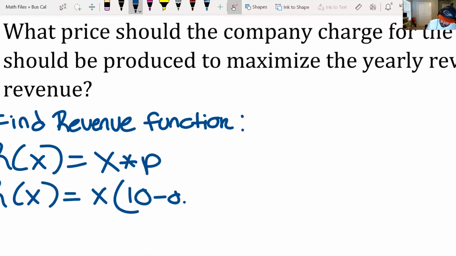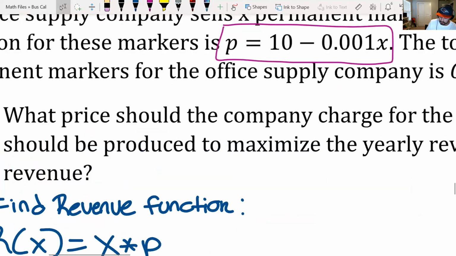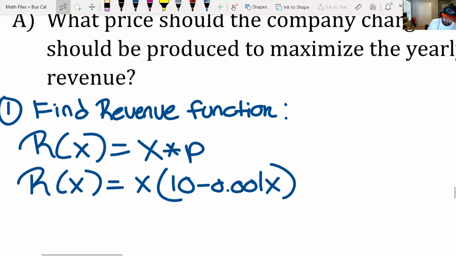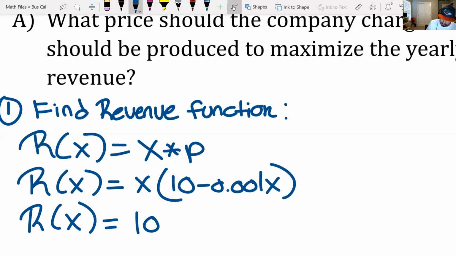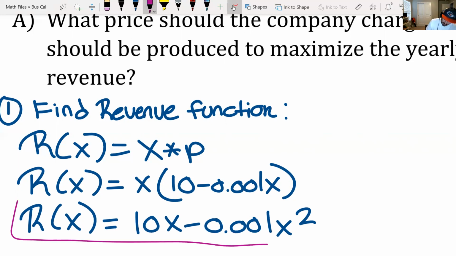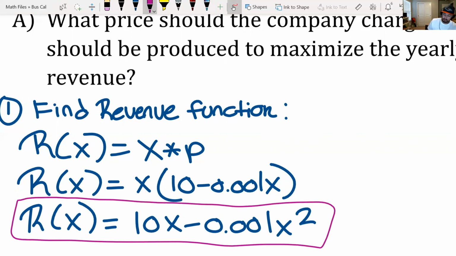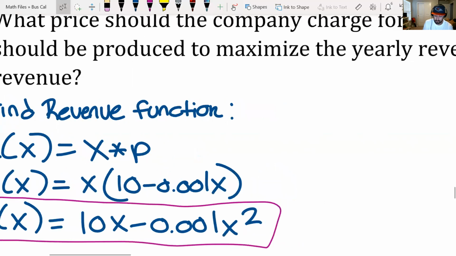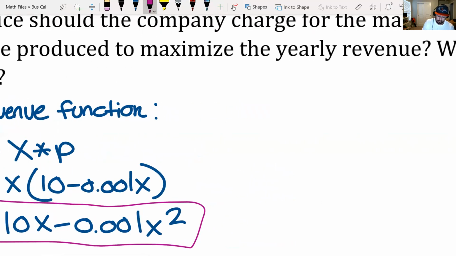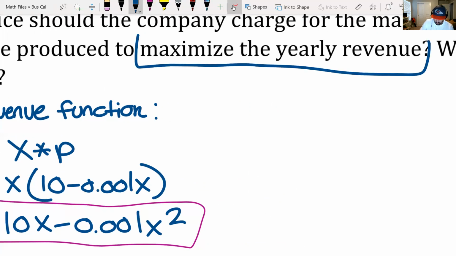So p is 10 minus 0.001x. Make sure I get all my zeros in there, 0.001x. Which then means revenue is 10x minus 0.001x squared. So there it is. We have found revenue. That's the revenue function. Which means step 2, look at these words: we want to maximize revenue.